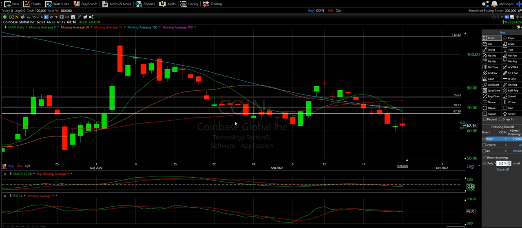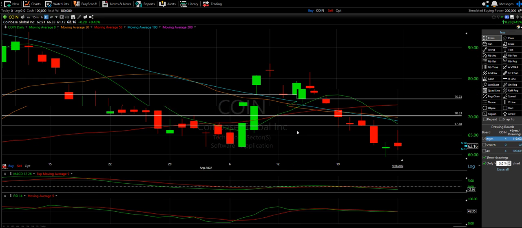It looks like this 50 caught us pretty well, because it made its way down. Clearly a combination of this 67 line that I drew, but really I'll give it a little bit more to the 50 moving average line. There was a nice move right here in early September, so I'm going to zoom in a bit.